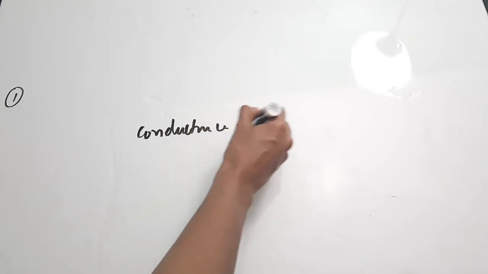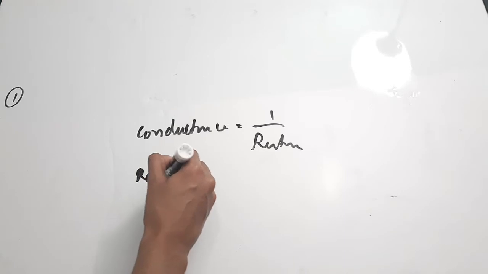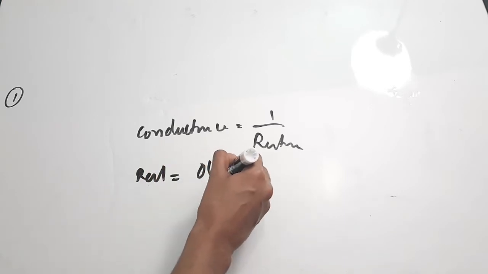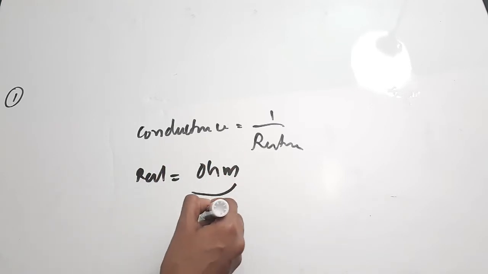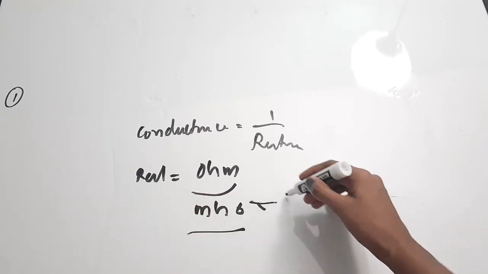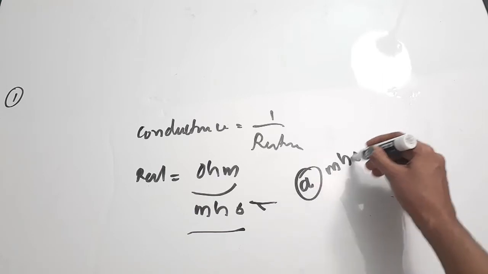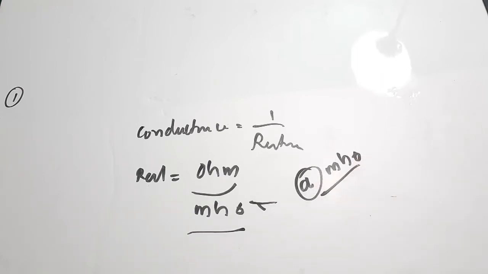So, conductance is equal to 1 by resistance, right? The unit of resistance is ohm, and if you reverse it, it will be mho. And this is the unit of conductance. So the correct answer here is option A, mho. The correct answer for the first question is option A.